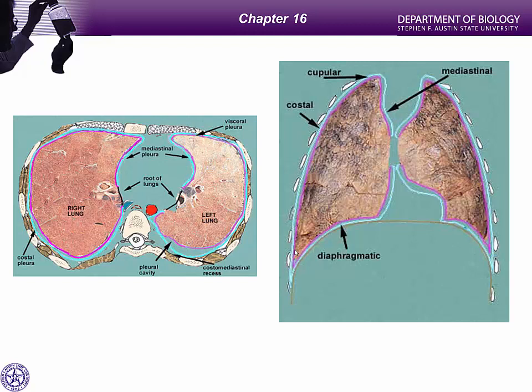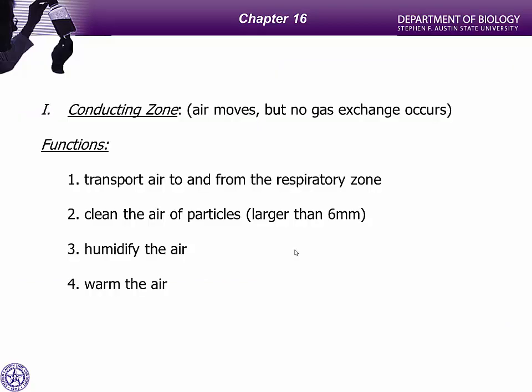This is where we're going to undergo external respiration, but we have to get the air from the outside environment to the lungs. And so as we look at the duct work, if you will, the passageways of getting air from the outside to the inside, the first part of our respiratory system is referred to as the conducting zone.